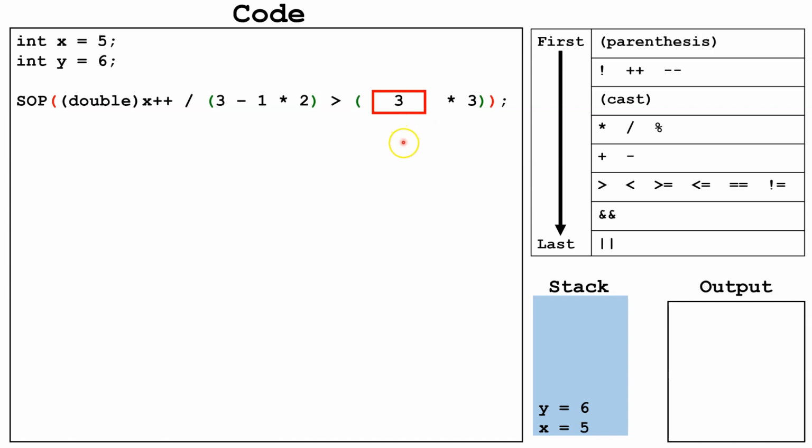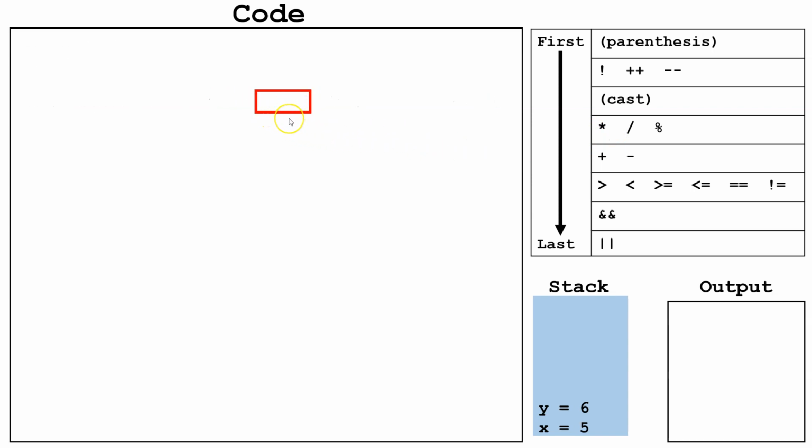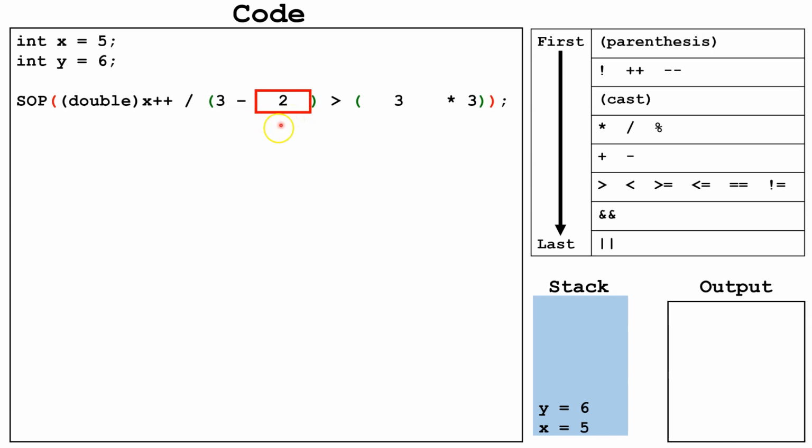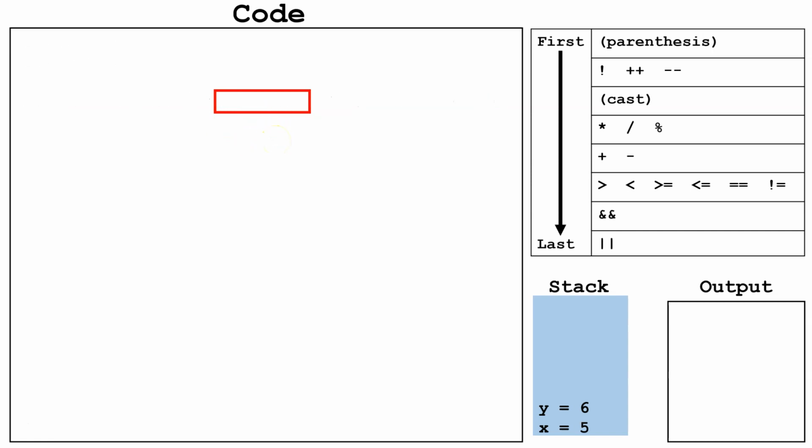Next, we have to look at the other parentheses. We have two green parentheses. However, this one is further left, so this one is going to take precedence. Inside these parentheses, we have two operations, subtraction and multiplication. We can see multiplication takes precedence, so we're going to do 1 times 2, which will be 2. We have one more operation inside these green parentheses, 3 minus 2, which gives us 1.